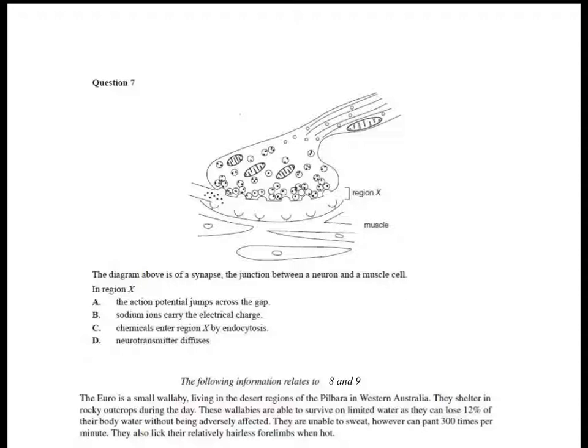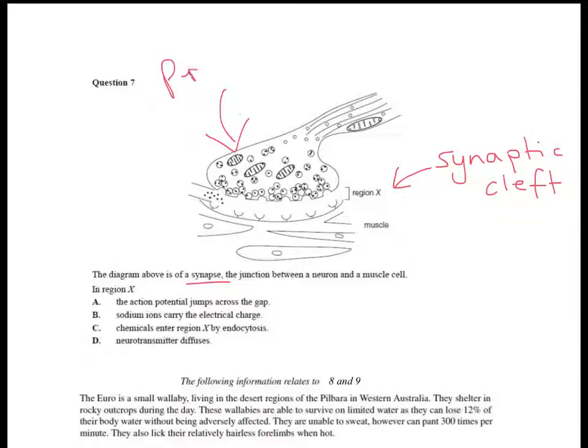Okay, moving on. We've got a synapse. It tells you that we've got a synapse here, the junction between a neuron and a muscle cell. So we're looking at region X, and region X, if you remember, is called the synaptic cleft. So that is the region between two nerve cells. Okay, we've got the presynaptic neuron here, and we've got the postsynaptic neuron on the other side.